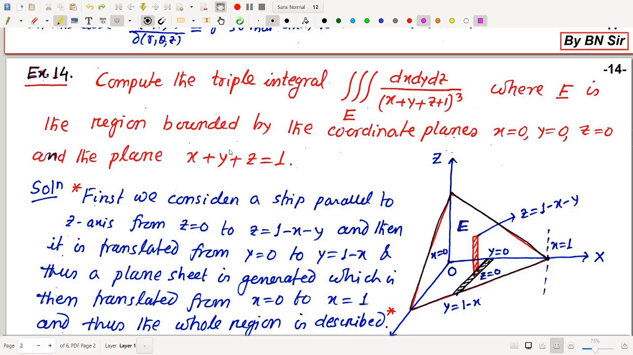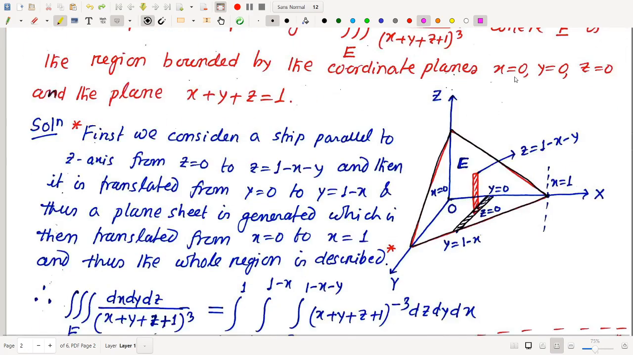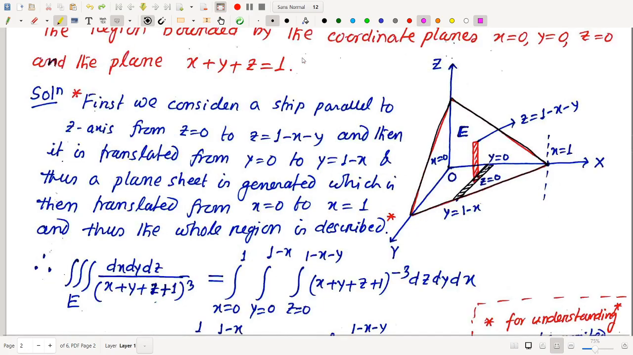Region is capital E, and it is bounded by the coordinate planes x equal to 0, y equal to 0, z equal to 0, and the plane x plus y plus z equal to 1. x equal to 0 means the yz plane, y equal to 0 means the zx plane, z equal to 0 means the xy plane, and this is an oblique plane cutting the x-axis, y-axis, z-axis at unit distance from the origin.